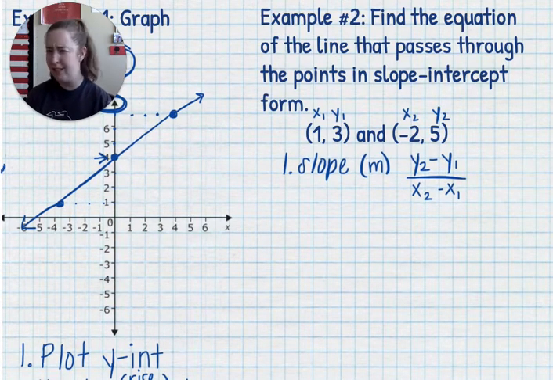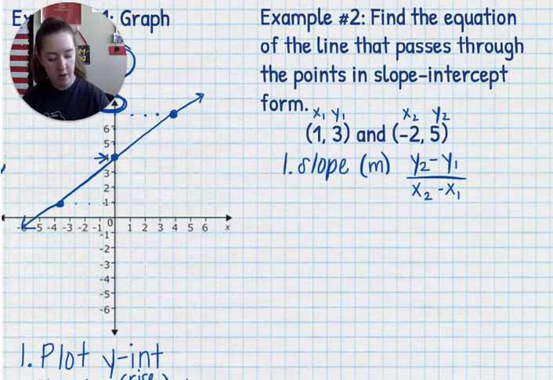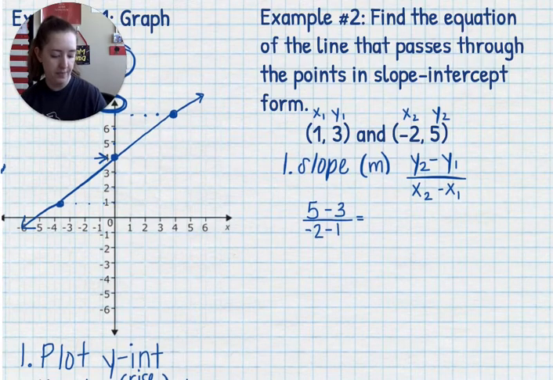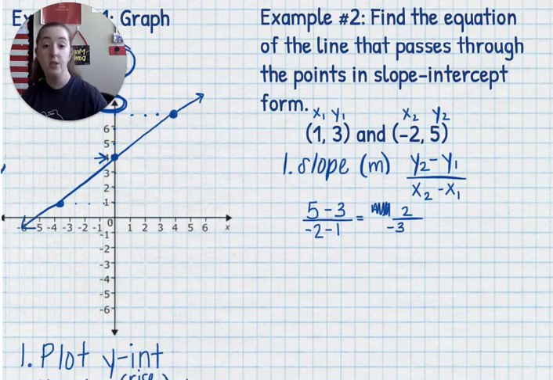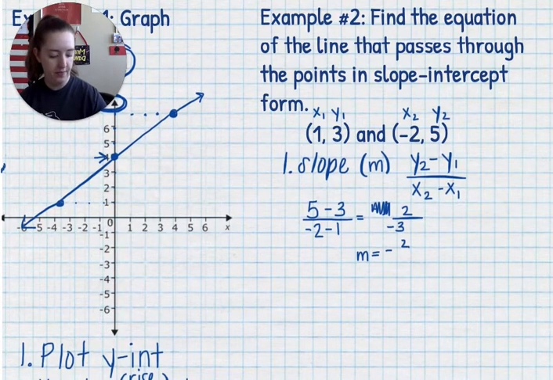If you don't need to, then you don't need to. Don't worry about it. All right, so I'm going to take my y2 minus my y1 over my x2 minus my x1. So I have 5 minus 3 over negative 2 minus 1. Then we'll simplify. 5 minus 3 is just 2, over, and then negative 2 minus 1 is negative 3. So I have 2 over negative 3, so my slope is going to be negative 2/3.